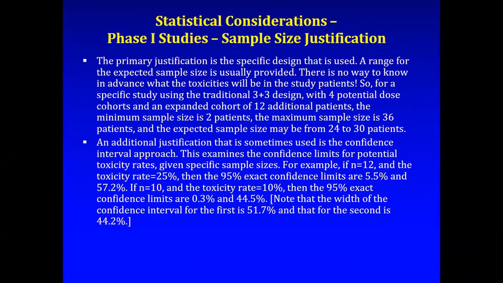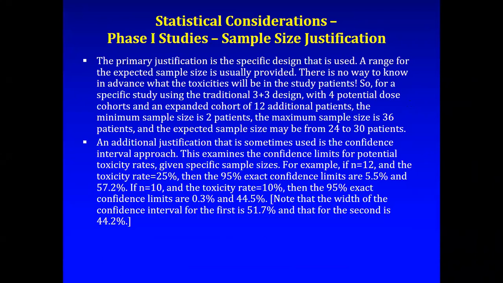And I already talked about the first point here. So when I'm evaluating these studies, that's one thing I look for, is justification of the sample size based primarily on the designs, 3+3 or adaptive, and then also on the number of dosing cohorts.